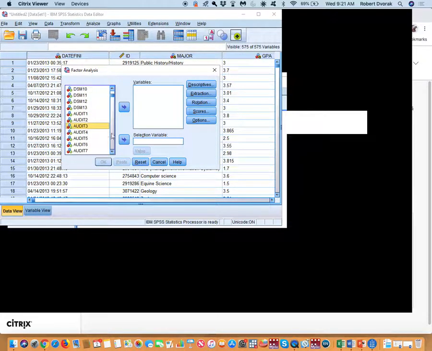Display variable names. Could you put the SPSS window full screen? Yeah, it's trying. Oh, okay. That's what this black is here. Apologies.